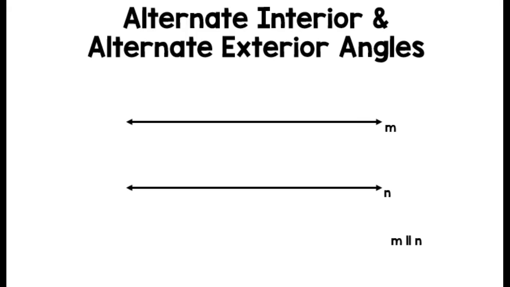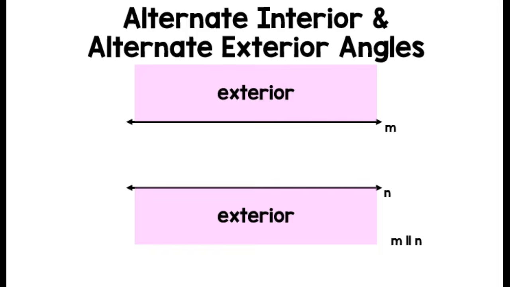We have line M and line N, and what the key down is telling us is that M is parallel to N. If you look at these two parallel lines, there's an interior to these lines and there's an exterior. So if you look right here, in between the lines, this is going to be your interior of the parallel lines. This means that outside the parallel lines, or the exterior, is going to be here highlighted in pink.